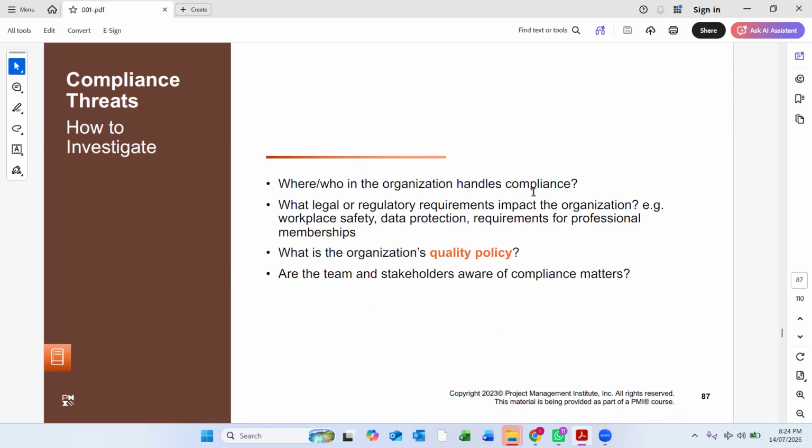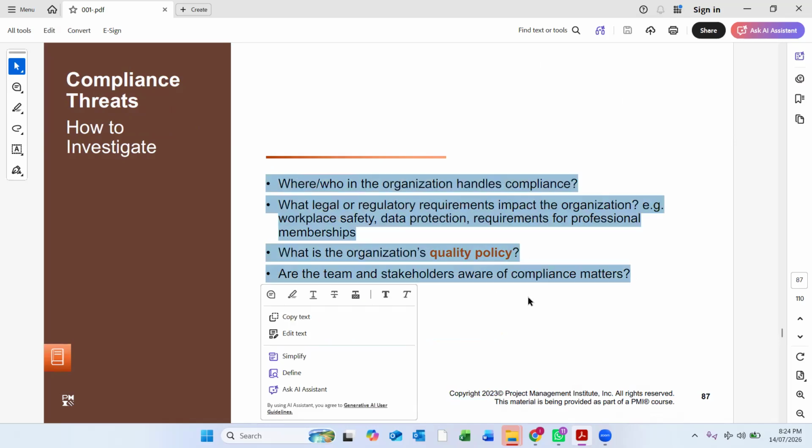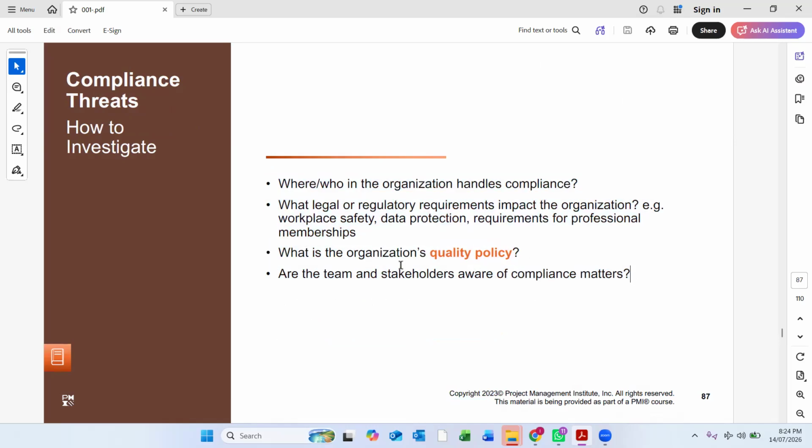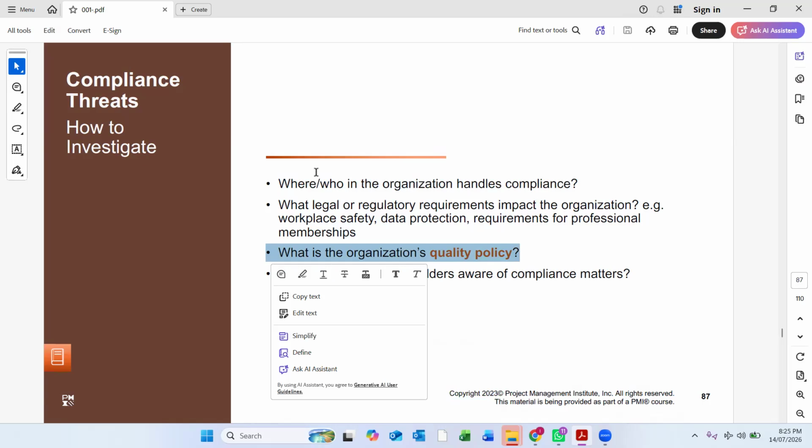Then we have compliance threats, and how to investigate those compliance threats. What is the organization's quality policy? So you should have the quality policy, and are they in compliance with it? Are the team and stakeholders aware of compliance matters? Awareness should be there. There should be workshops, there should be trainings. Where and who in the organization handles compliance? Who is the one handling the compliance?